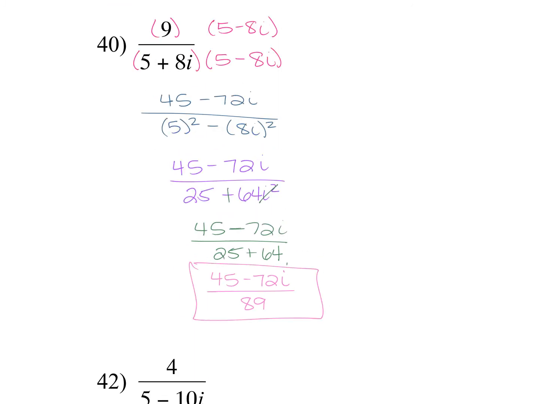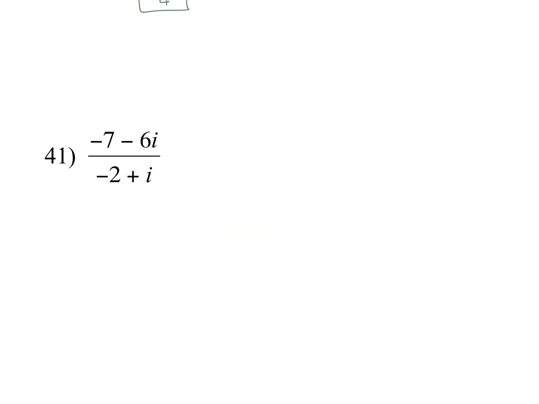For our next example, we have negative 7 minus 6i over negative 2 plus i. I'm going to put parentheses around the numerator and the denominator. Multiply top and bottom by negative 2 minus i, and FOIL out the top. If we want, we can use the a squared minus b squared on the bottom, or we can FOIL it out. It doesn't matter. So negative 7 times negative 2 gives us a positive 14.